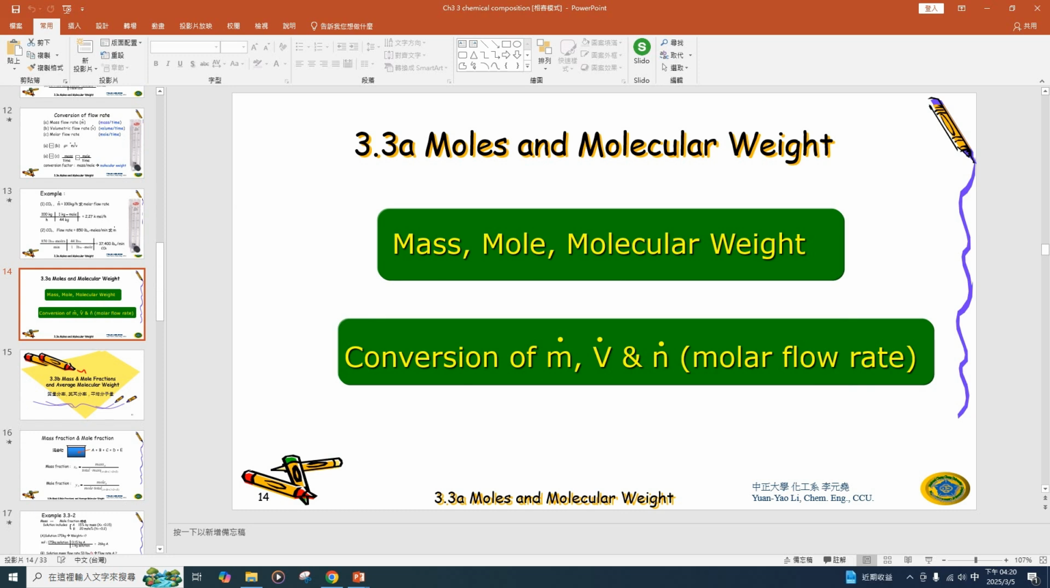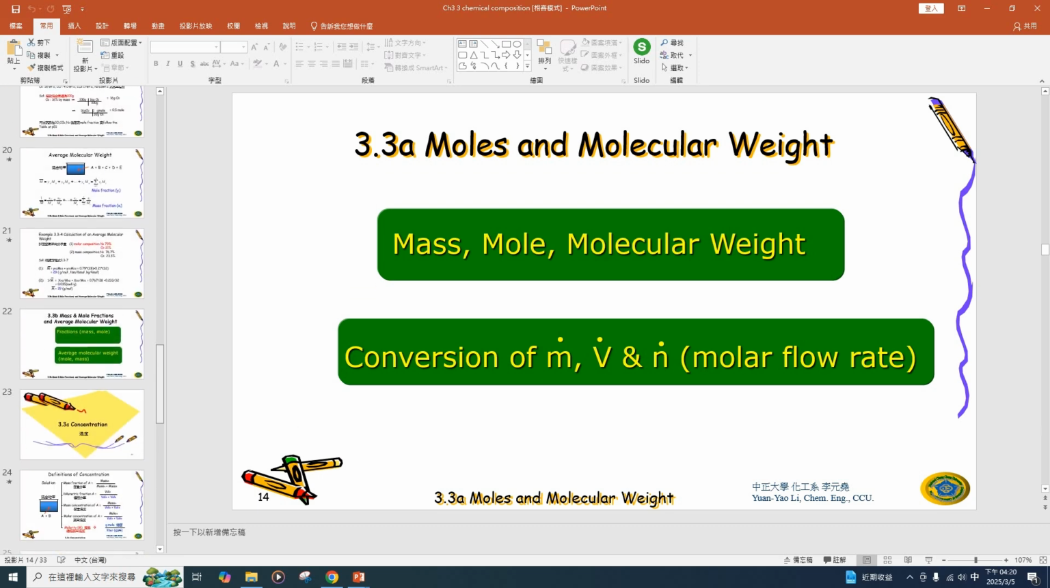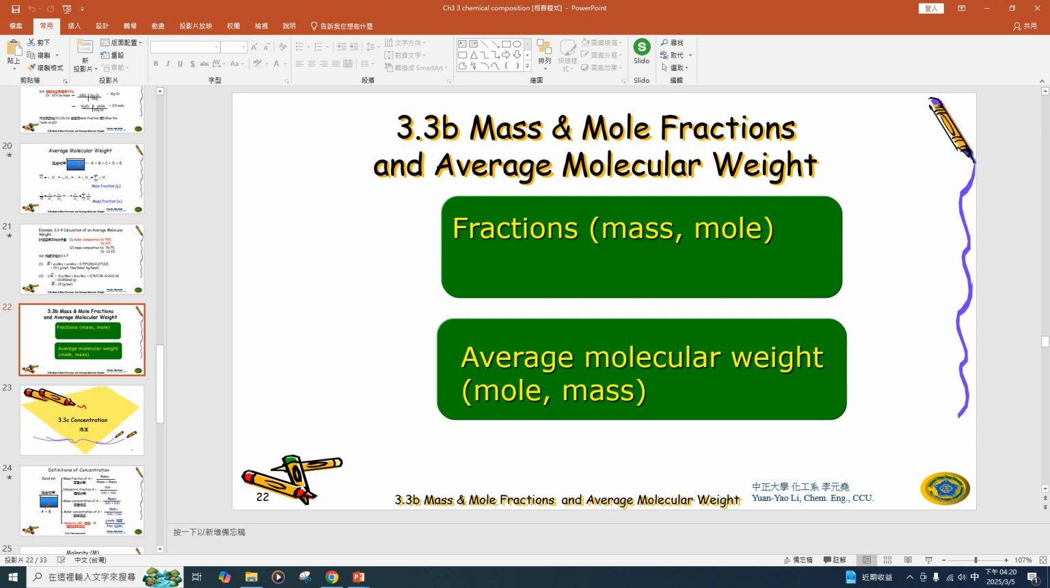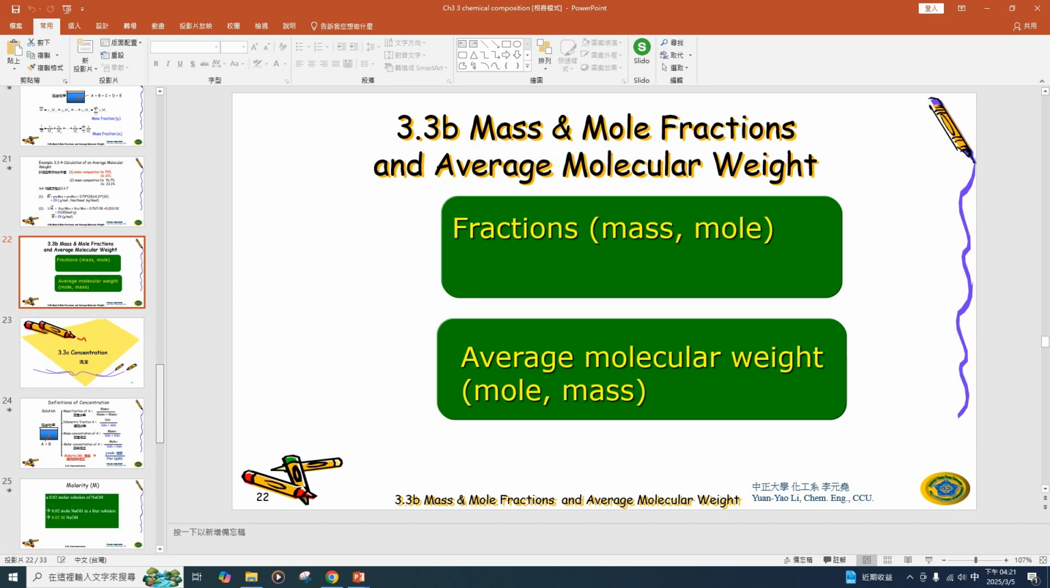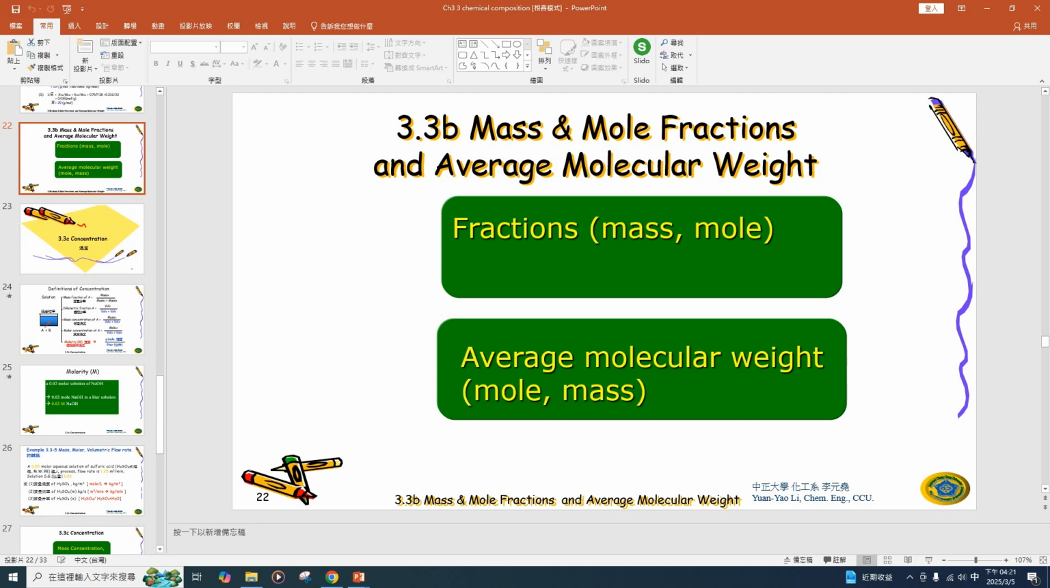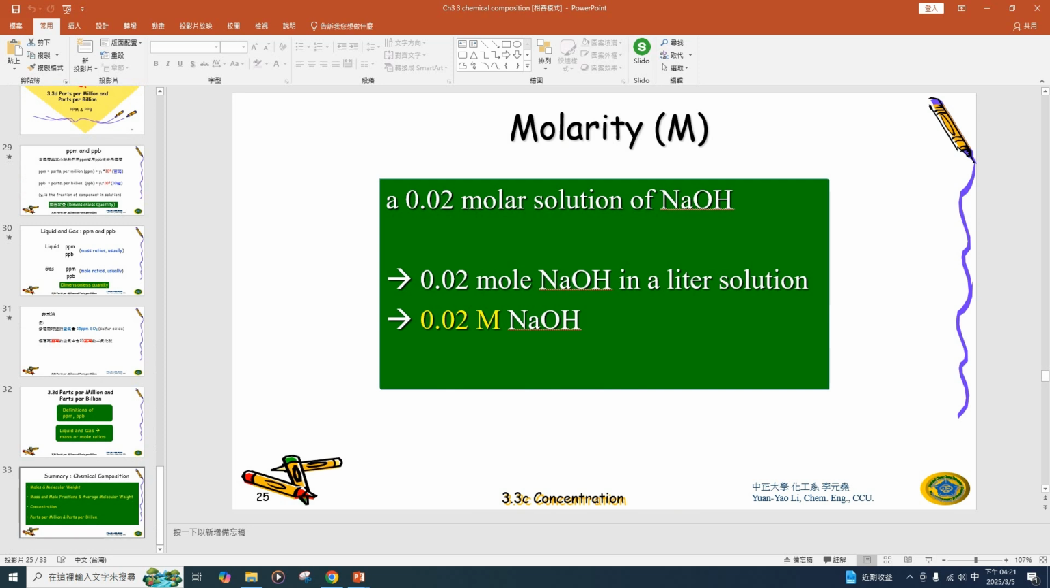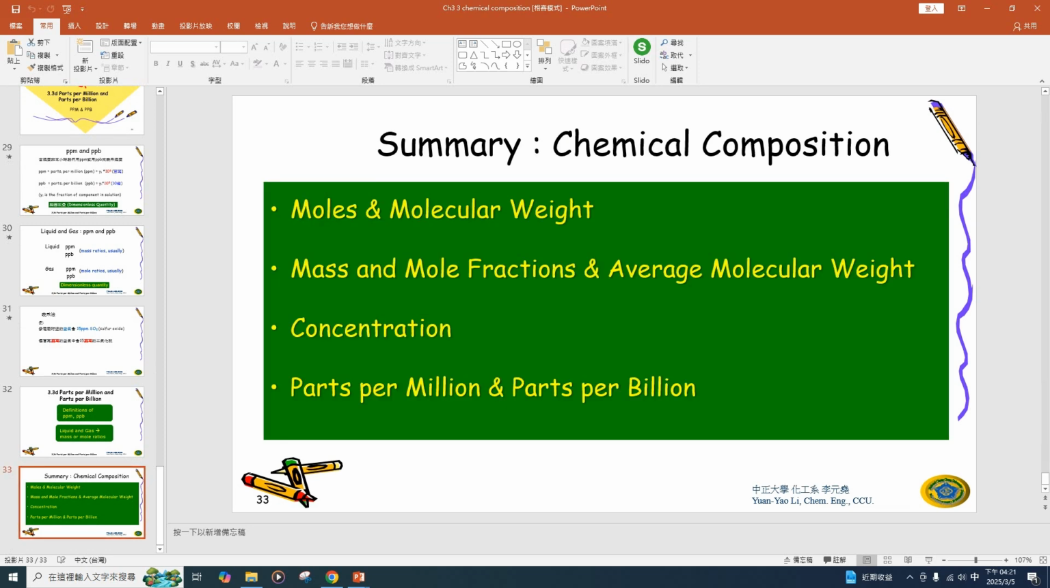Just now we understood that to convert from volumetric flow rate to mass flow rate, the conversion factor is density. From mass flow rate to molar flow rate, the conversion factor is molecular weight or atomic weight, right? Another topic is that if you have a mixture and you need to know the fractions, you need to know the average molecular weight by mass or by mole. Okay, this is the summary of chemical composition.